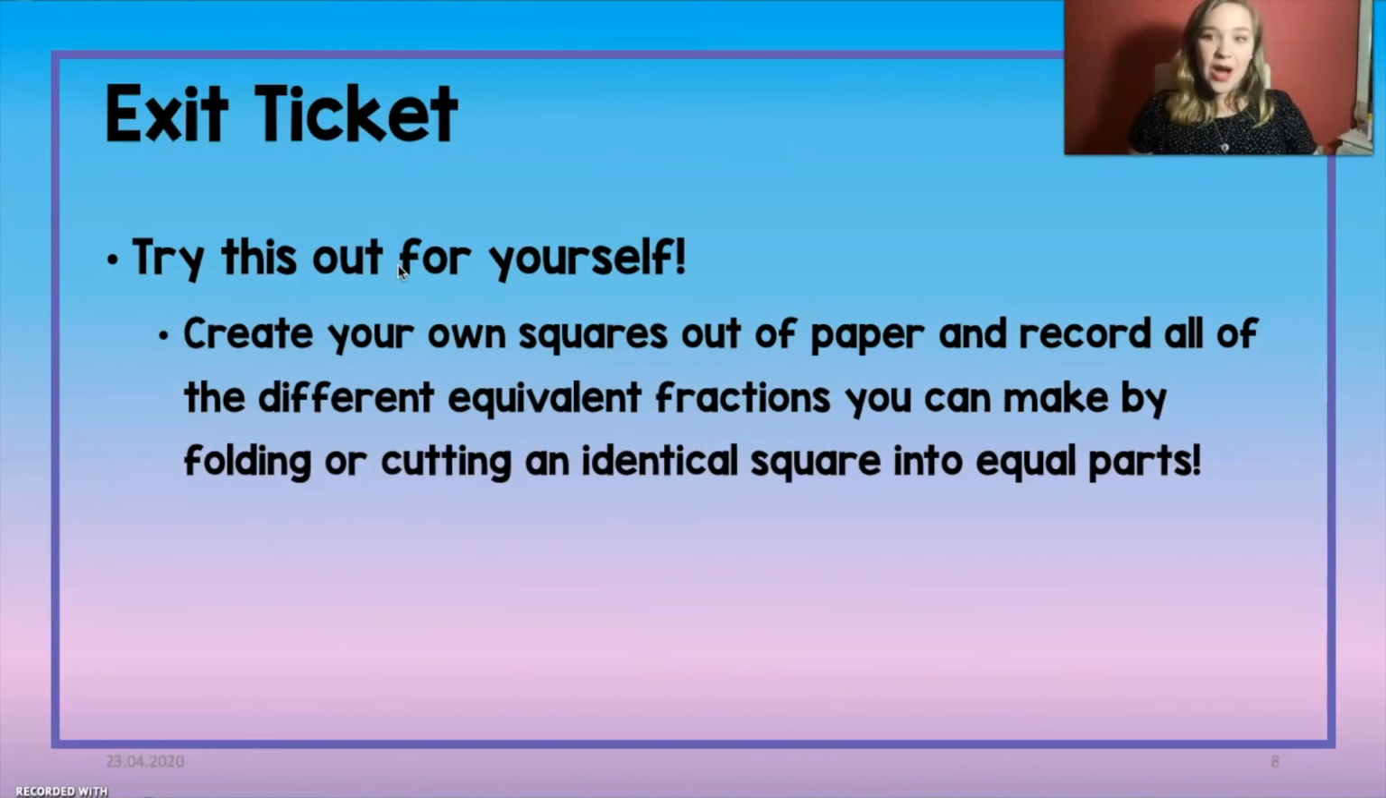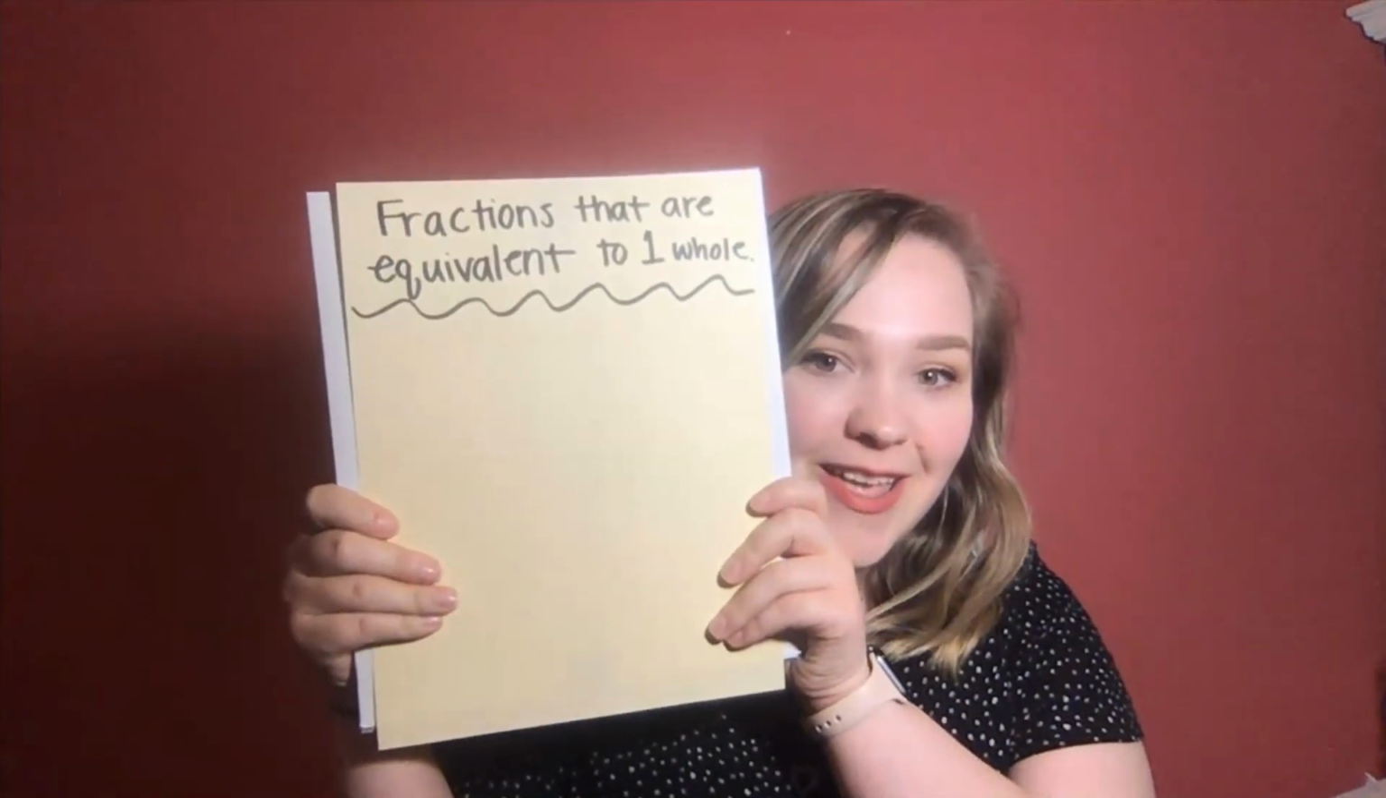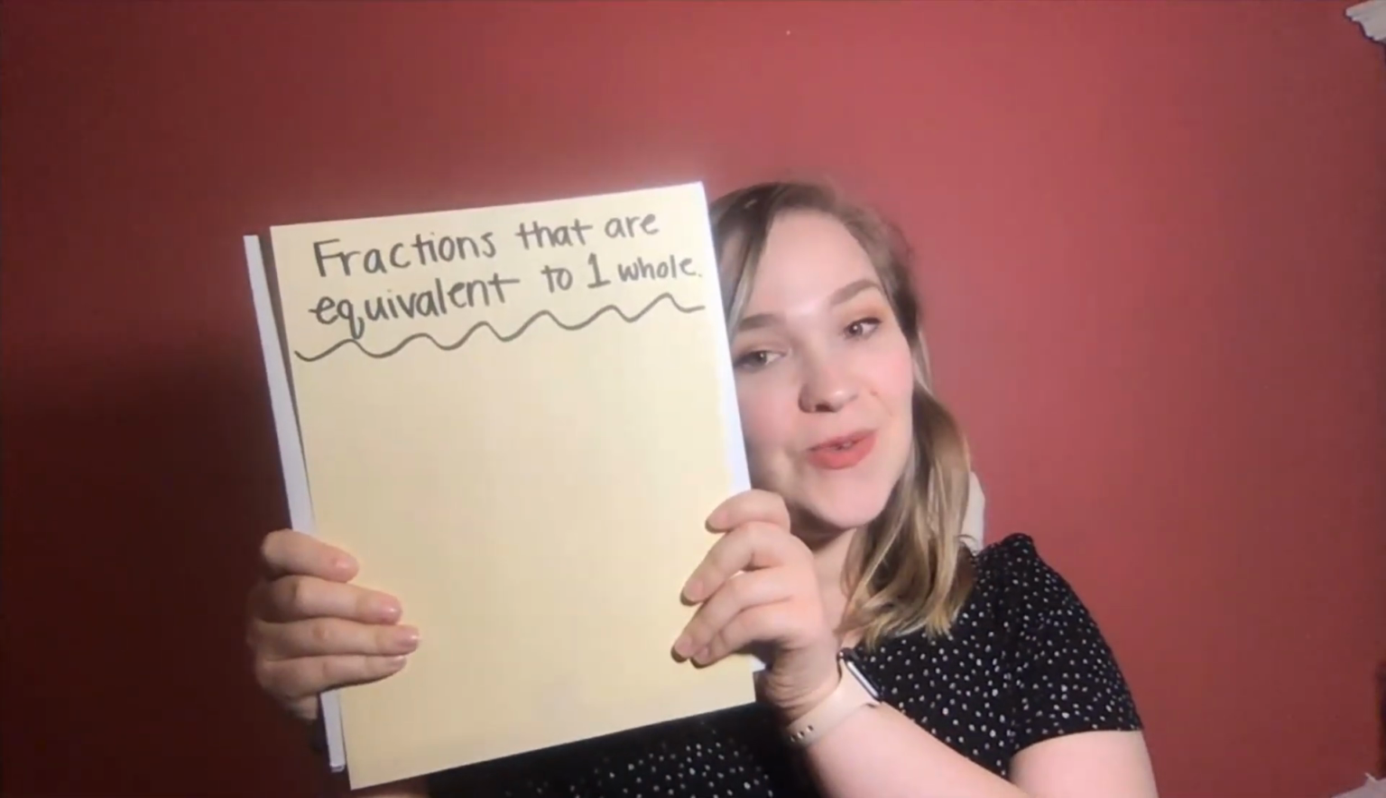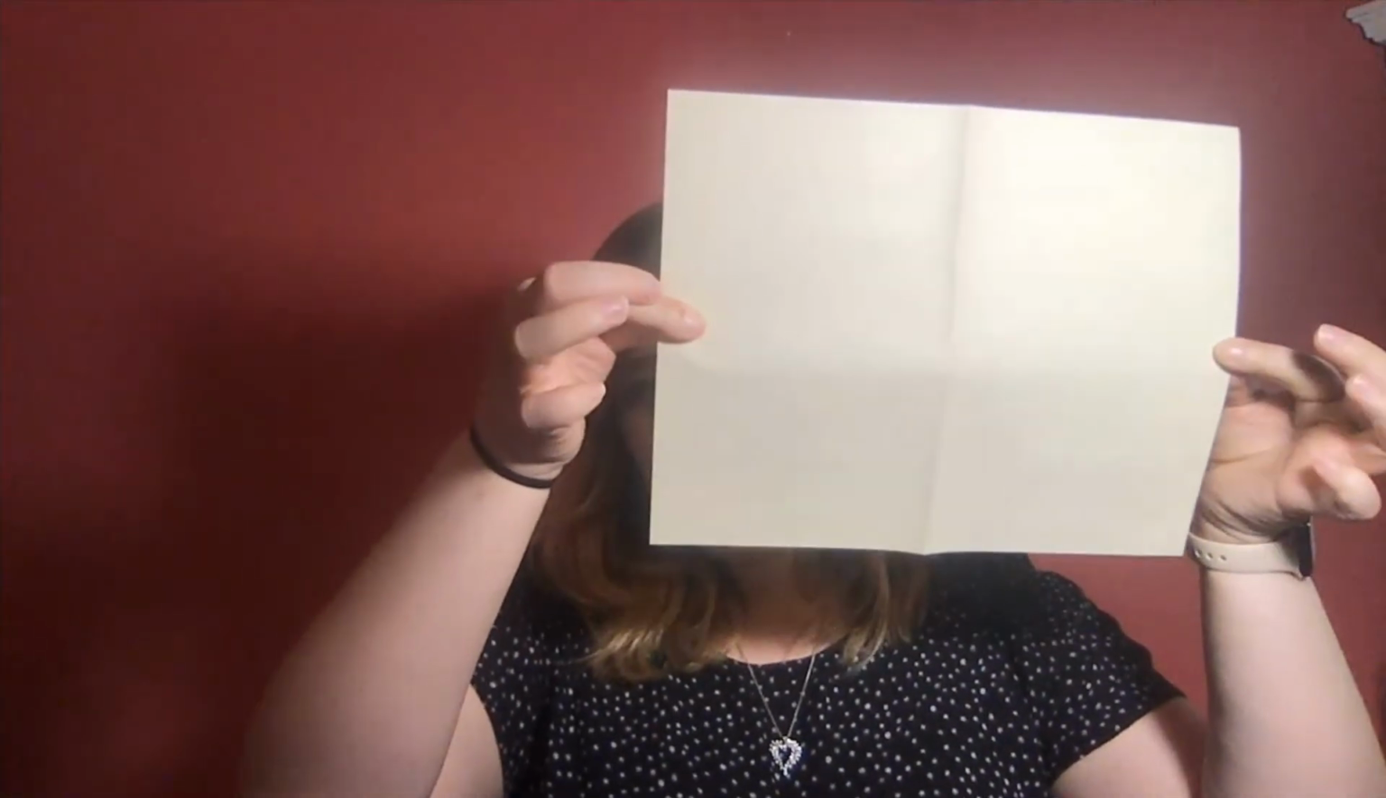I want you to go ahead and try that example out for yourself. So what you can do is get a piece of paper, and I'll show a video of me doing this right now. All right, so if you guys want to try this out yourself, I recommend getting 2 pieces of paper. 1 piece of paper for you to record what fractions you find, and 1 sheet of paper to practice making your equivalent fractions. So, for example, if I have 1 sheet of paper, that is my 1 whole.